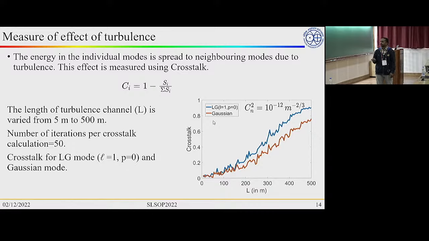I took L equal to 1, and I saw that as you increase this length or the propagation distance in free space, you see that higher order modes, like this is for L equal to 1 and this is the Gaussian one, these vortices are affected by the turbulence more than the Gaussian one. So certainly turbulence has an effect on these modes, and at some point I will show you the ways that I thought I would implement to mitigate them.